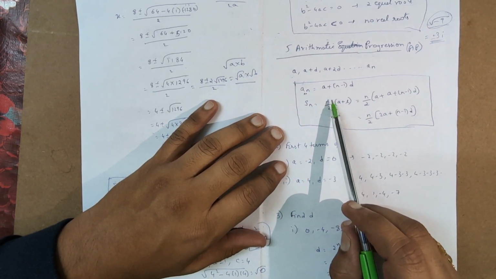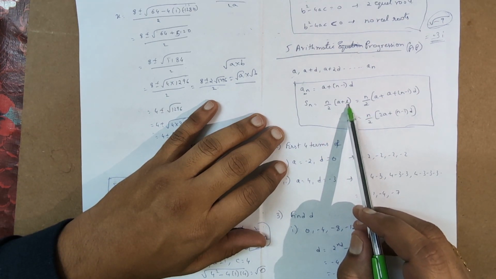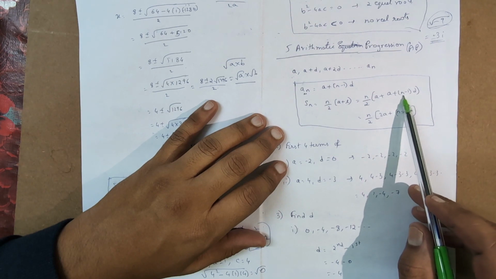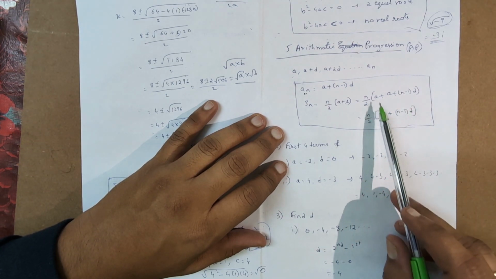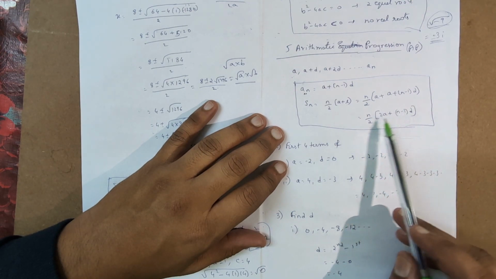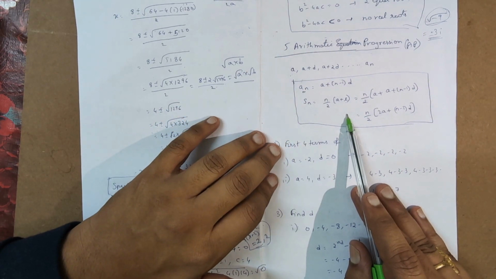For this, the formula is n by 2 into a plus l. We already know that l is the last term. So for a plus l, we can directly replace it with a plus n minus 1 into d, that is a plus a is 2a plus n minus 1 into d. If we remember these two, then most of the problems can be solved directly.